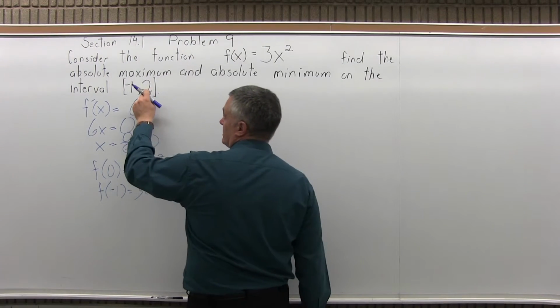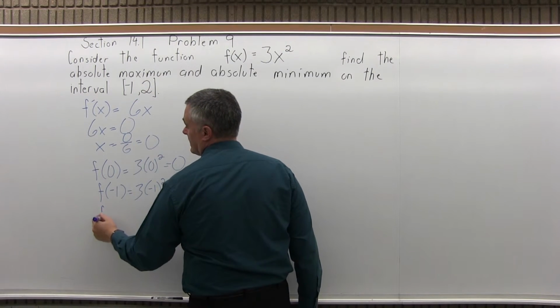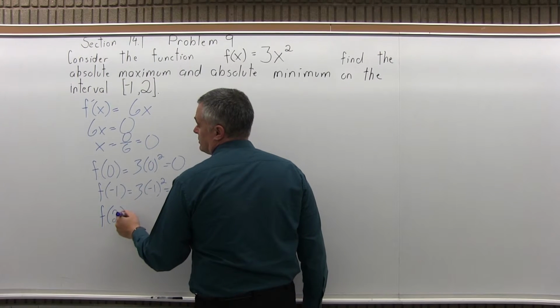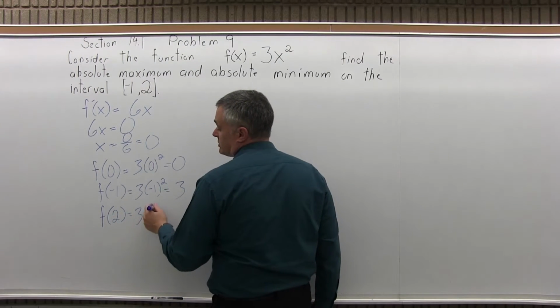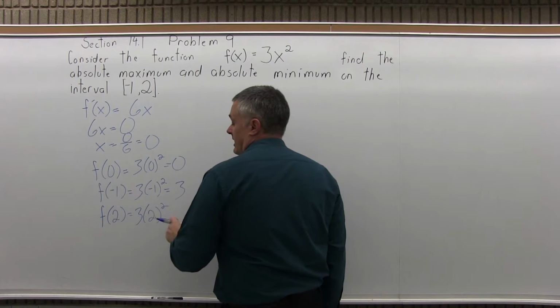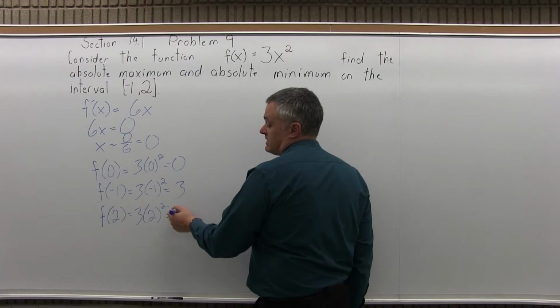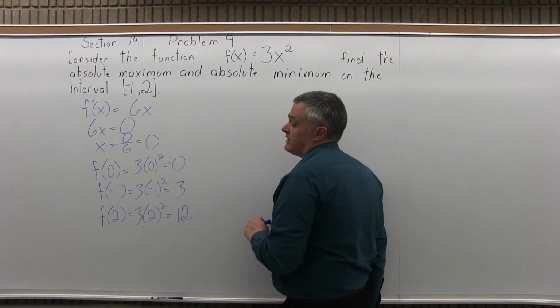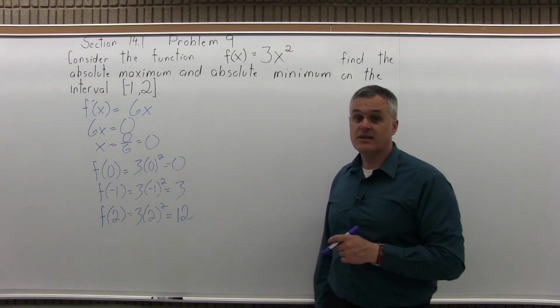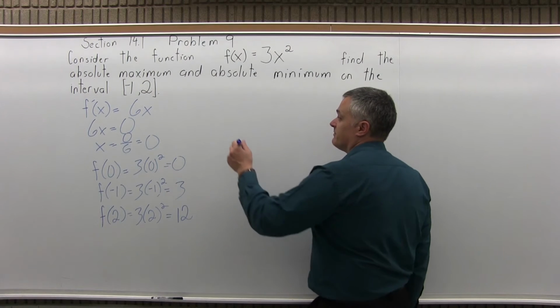And the other end of the interval is +2. So f of 2, 3x squared becomes 3 times 2 squared. And 2 squared, 2 times 2 is 4, times the 3 in front. 4 times 3 is 12. It's +12. And now step 6 is state the absolute maximum, absolute minimum.